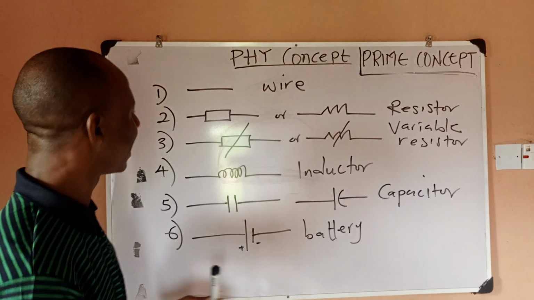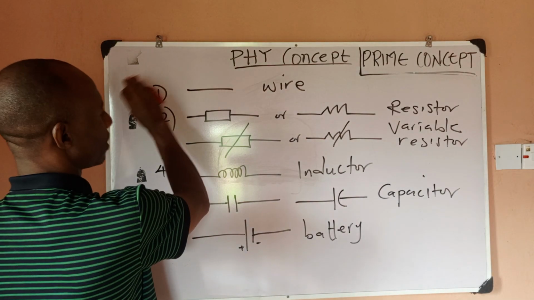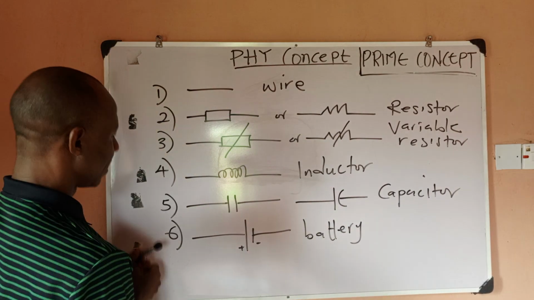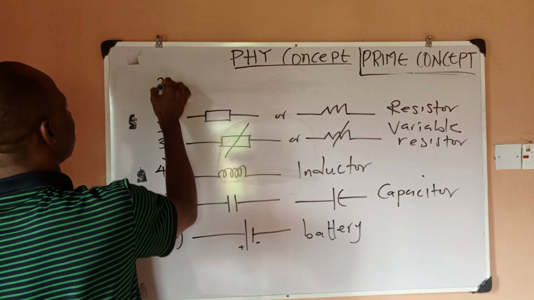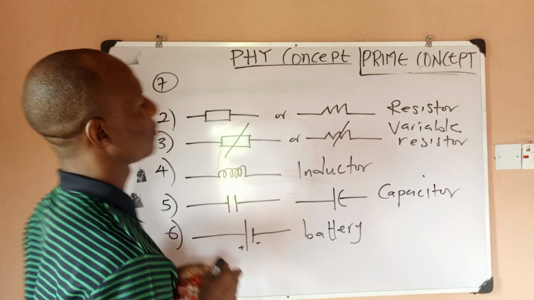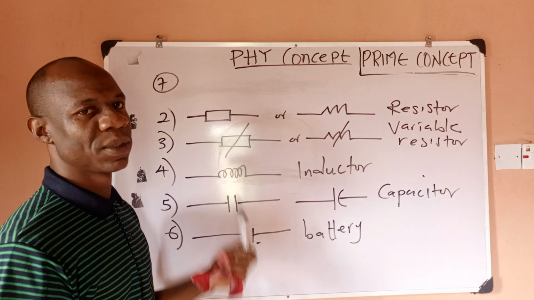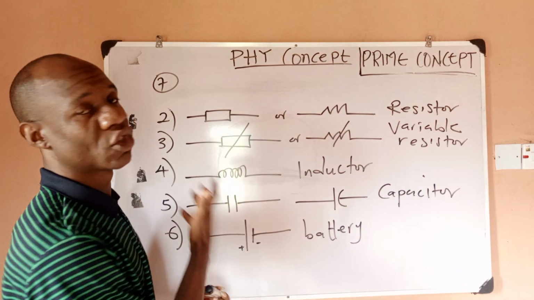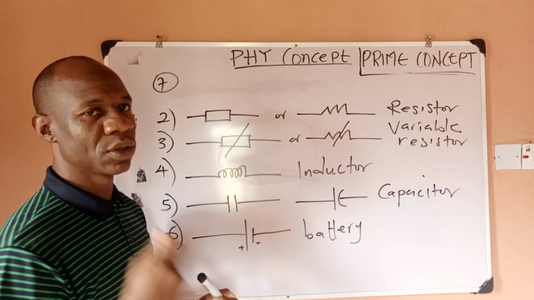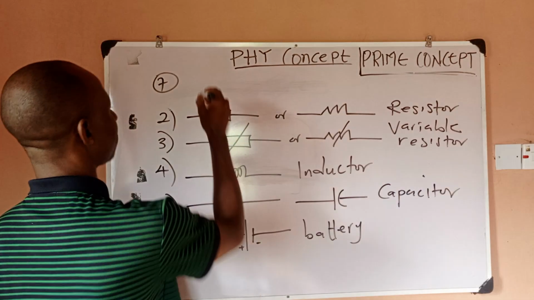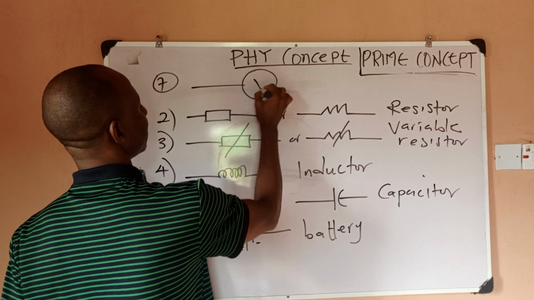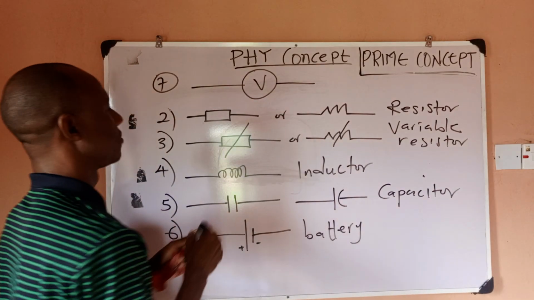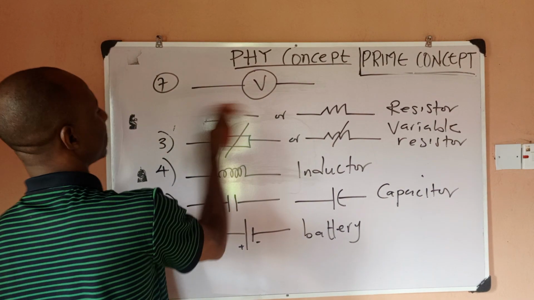Okay, maybe I should add a few more. Number seven, we have a voltmeter. A voltmeter is an instrument that is used to measure voltage in a circuit. A voltmeter is usually denoted with a circle with V inside. So that is a voltmeter.